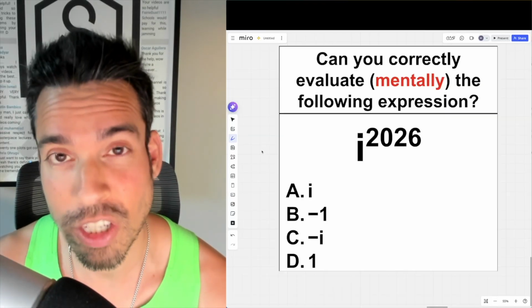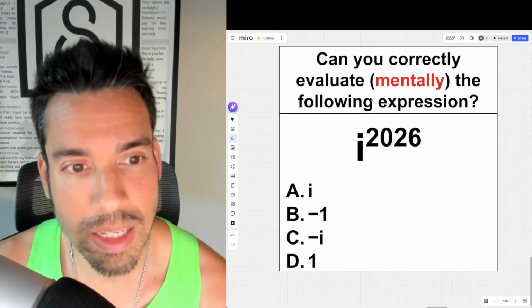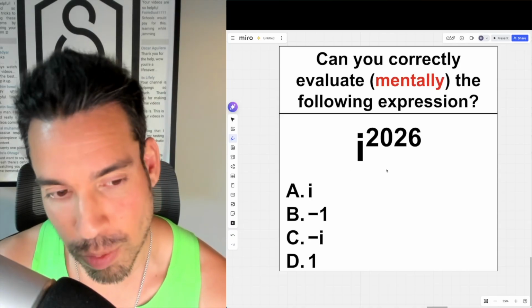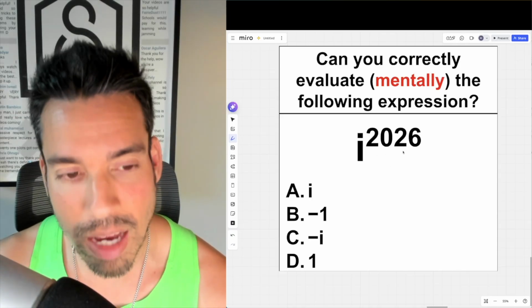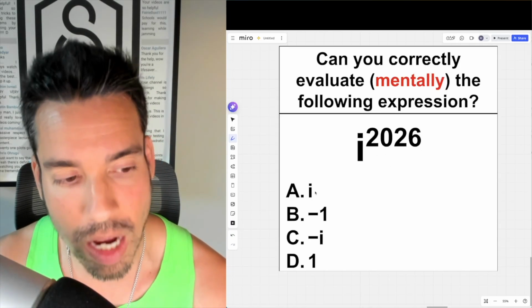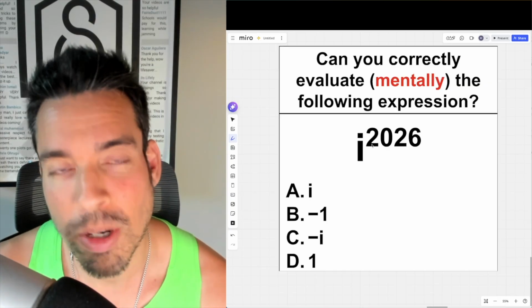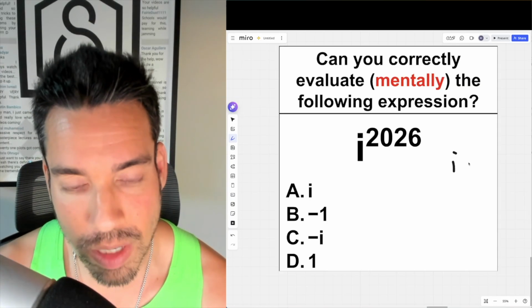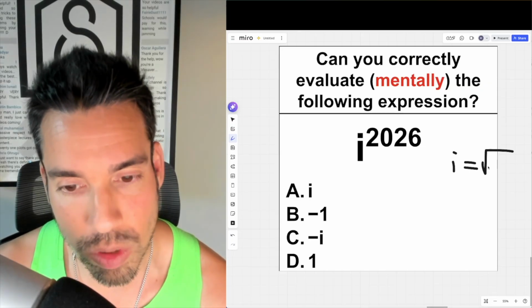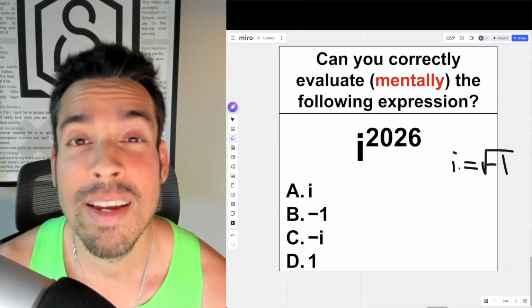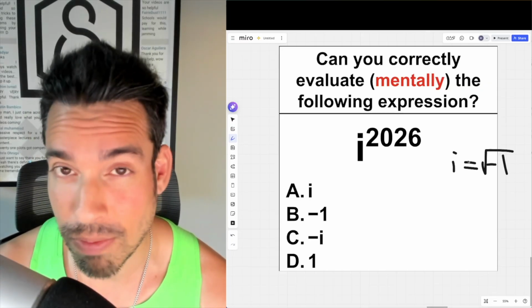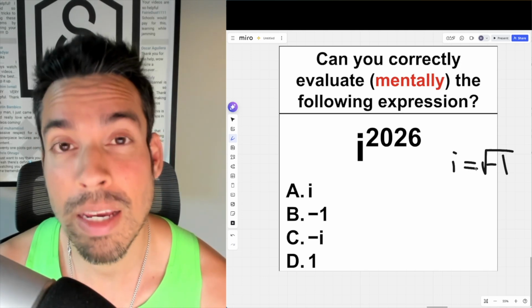In this one, the question is as follows. Can you correctly evaluate mentally the following expression? We got i to the 2026 power, and the following options are i, -1, -i, and 1. And just remember, i is the imaginary number. It stands for the square root of -1. Hit that pause button and see if you can figure it out. When you're ready, hit play, and I'll give you the explanation.